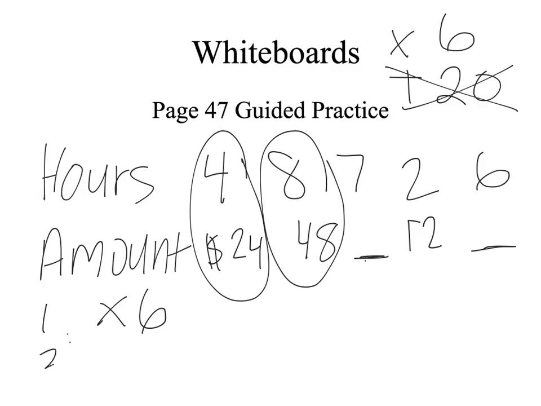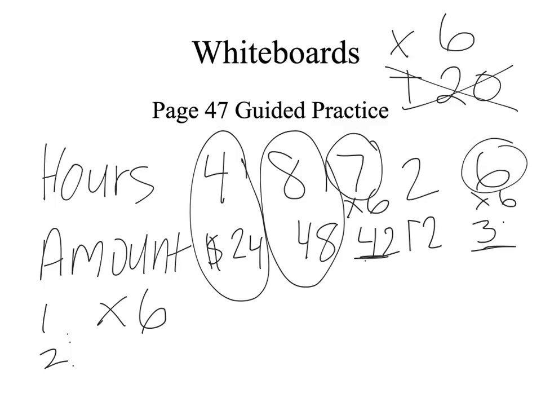If I look at number 2, it says what are the missing numbers? I need to apply the rule to the hours worked, which would be 7 times 6, which is going to give me $42, and then 6 times 6 is going to give me $36. Once you figure out the rule, whatever amount they give you for hours, you should be able to figure out the amount earned. So your answer to number 2 would be $42 and $36.